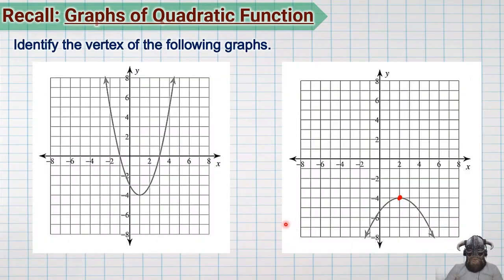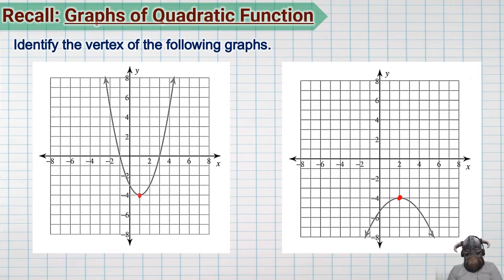So, let's try to recall this by identifying the vertex of these two following graphs. To identify, all we need to do is to look for the lowest or the highest point of the graph. So, as you can see, on this first parabola, we have a parabola that opens upward. Therefore, we have the lowest point or the minimum point. So, that will be our vertex.